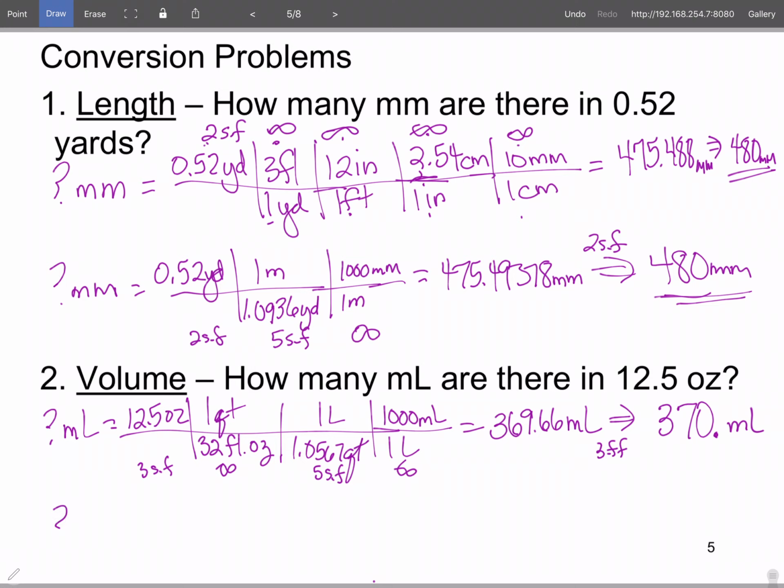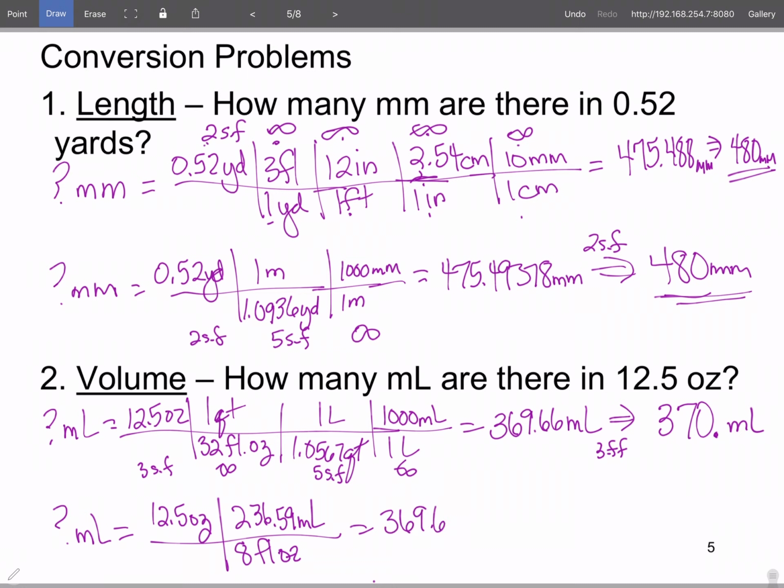Now, some of you on this one especially might have seen, hey, wait a minute. There's an easier conversion. And there is a much easier conversion. 8 fluid ounces, which is 1 cup, is equal to 236.59 milliliters. If you have a cup of soda, that'll show you that one. And so you end up with 369.671875. And again, it starts to vary after the decimal, but that's okay because, again, this is 3 significant figures.